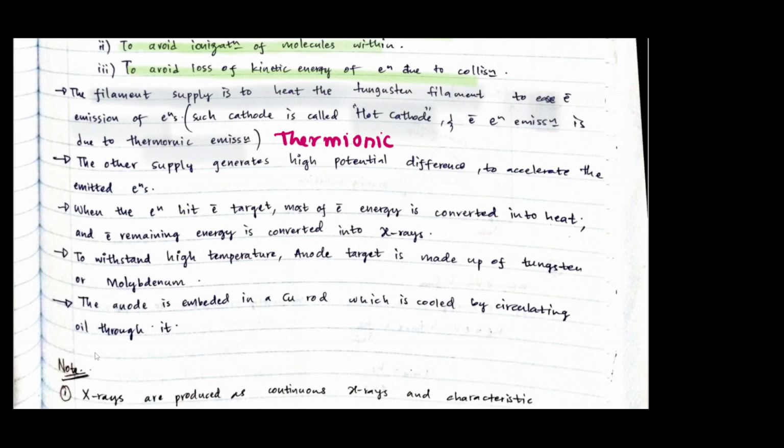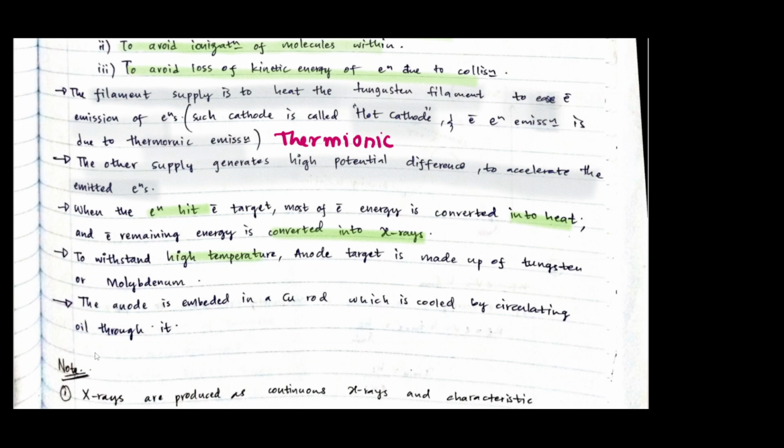The other supply generates a high potential difference to accelerate the emitted electrons. We discussed this. When the electrons hit the target, most of the energy is converted into heat and the remaining energy is converted into X-rays.